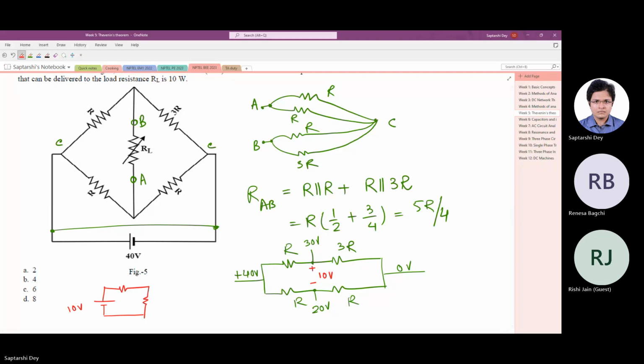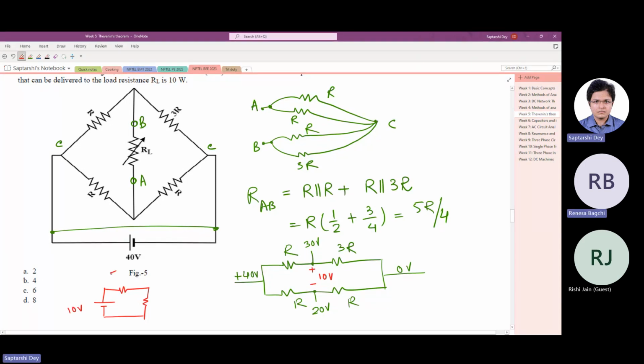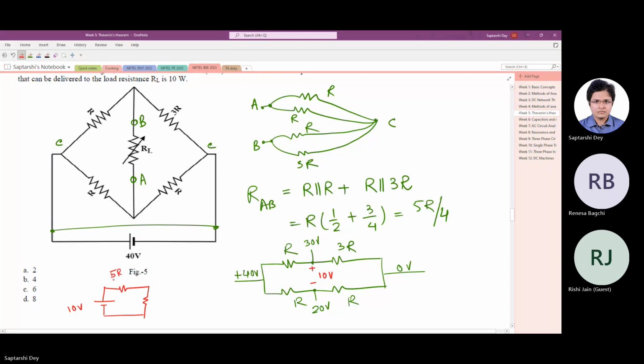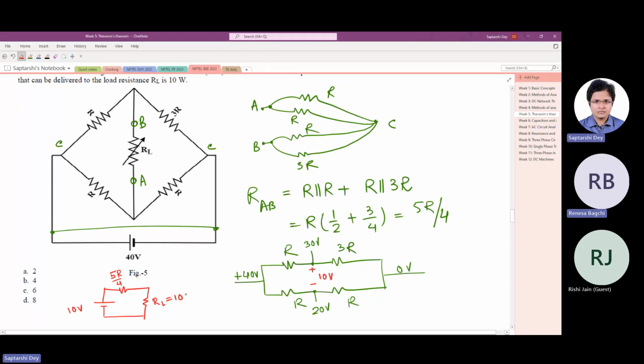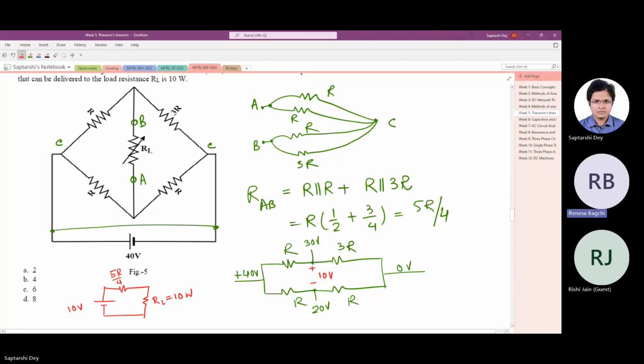Okay. Could you redraw the circuit, Vanessa? You were talking about circuit redrawing one day, I remember. Yes, sir, I did it, sir, like this. Okay. And the equivalent is 5R by 4. Then I1 will be 30 by R, so I1 will be 10 by R and I2 will be 20 by R. And P maximum will be coming 10. So we'll be doing this, that VTH squared by 4RTH is equal to 10.